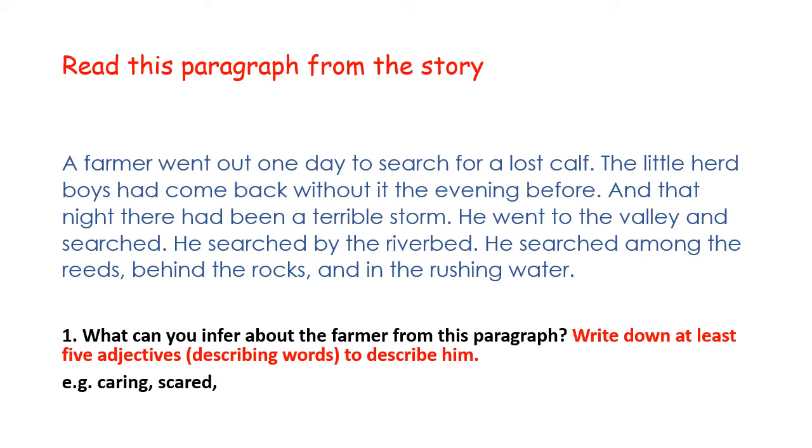Now we're going to read a paragraph from the story. A farmer went out one day to search for a lost calf. The little herd boys had come back without it the evening before, and that night there had been a terrible storm. He went to the valley and searched. He searched by the riverbed. He searched among the reeds, behind the rocks, and in the rushing water.